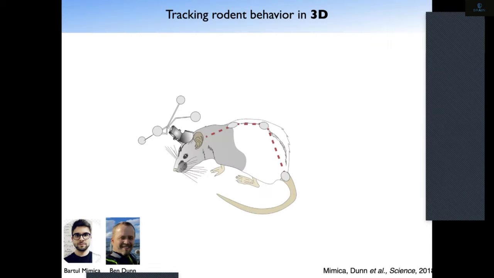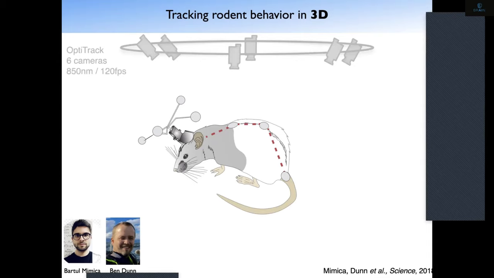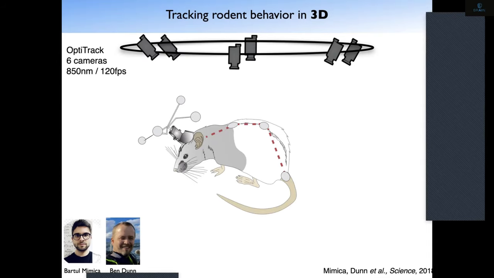And my group has been working for some years to try to fill that middle ground, by recording from freely behaving animals, but tracking them in 3D, right? So this is the work of one of my first PhD students, Bartul Mimica, and my first postdoc, Ben Dunn, who is now associate professor up in the math department. And so here we track the animals' backs and heads with retroreflective markers, put a ring of infrared cameras up above them and track them at 120 hertz.